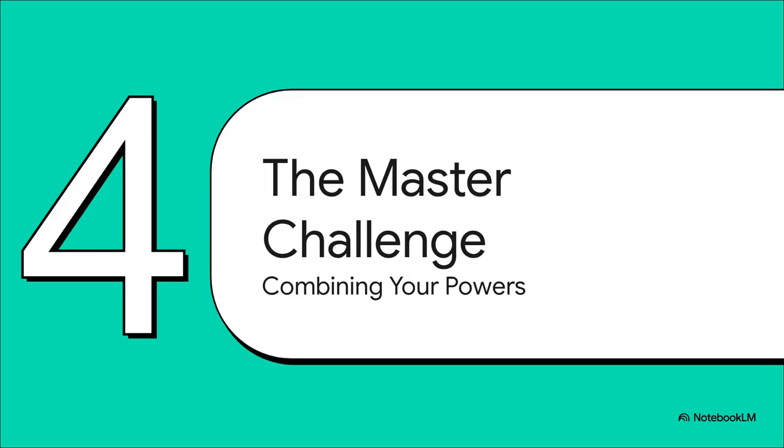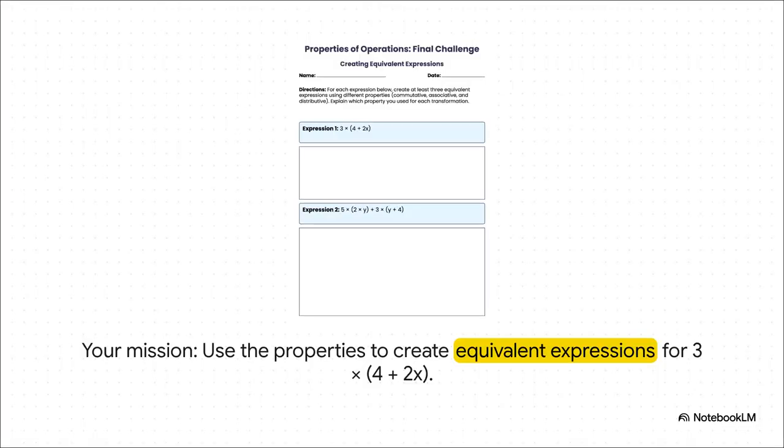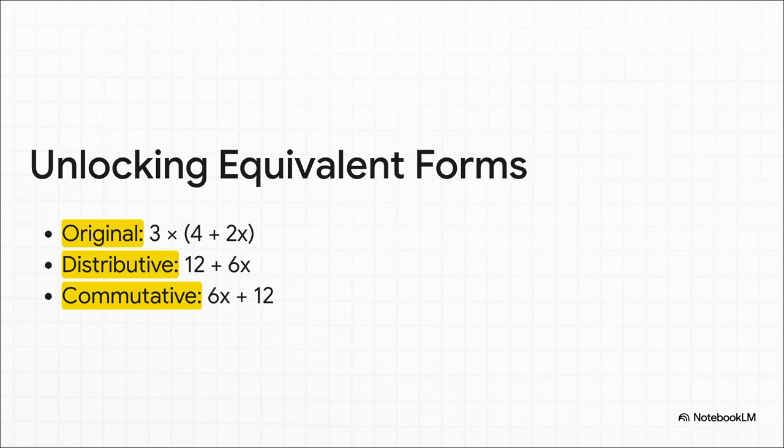Okay, detectives, it is time for the Master Challenge. This is where we really see that these properties aren't just used by themselves. Oh no, they can be combined to transform expressions in some really powerful ways. Here is our target expression, 3 times the quantity 4 plus 2x. Your mission, should you choose to accept it, is to use your new knowledge of these properties to rewrite this expression in different but equally correct ways. Let's unlock this thing together.